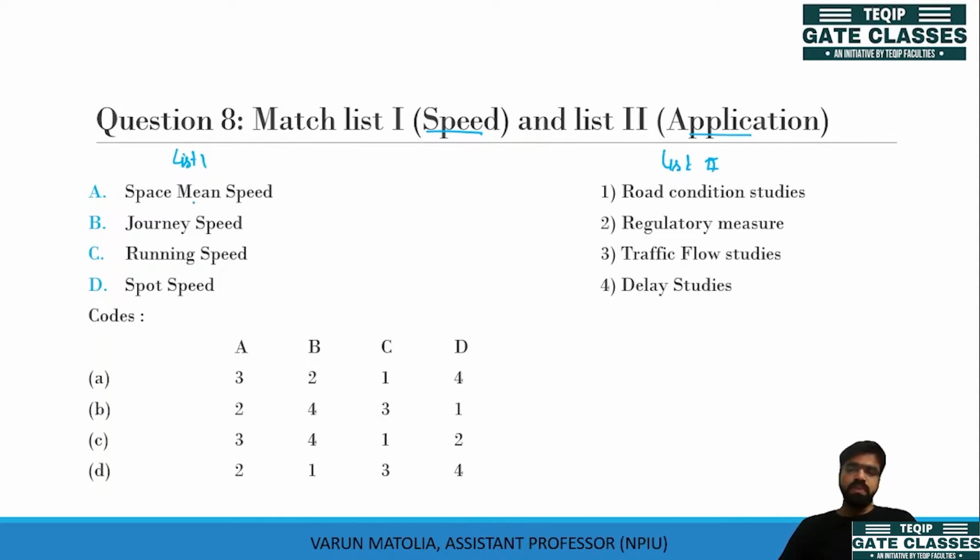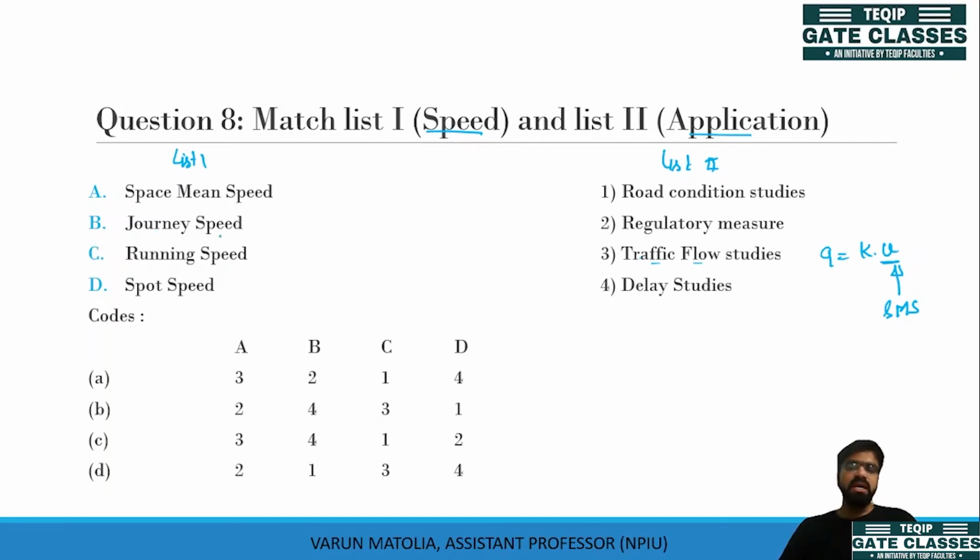The first one is space mean speed, and here we have traffic flow studies. We know traffic flow Q is equal to KV, and we know that this V is space mean speed. So we can connect with traffic flow studies. I think this is the best match, but let us go ahead and see whether there is another match for traffic flow studies, we'll look into this space mean speed again.